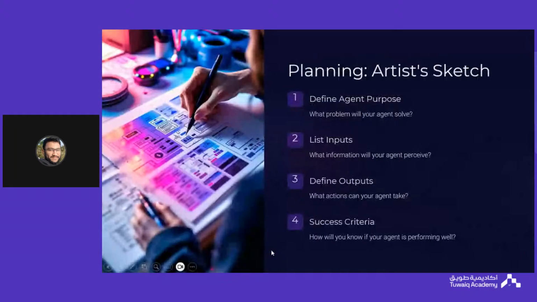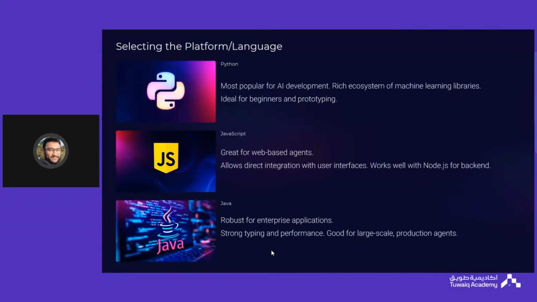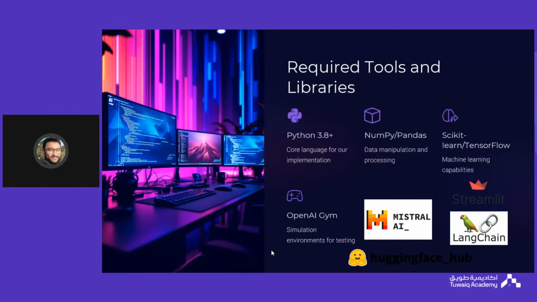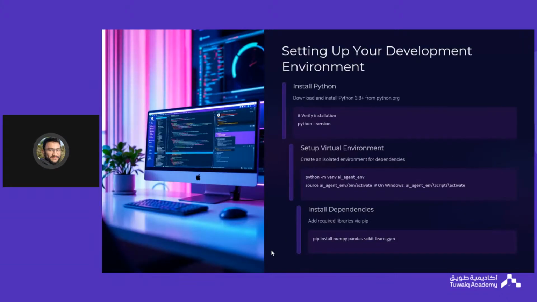So these are the connections, and here we need to have proper planning. Then we can go for selecting the platforms: Python, JavaScript, or Java. I do use Python. Then the tools and libraries required to create for the LLMs are something like Python, NumPy, scikit, OpenAI Gym, Mistral, LangChain, or Hugging Face Hub. To be honest, if you are a very good programmer and would like to create, from my side, I use Hugging Face, so I find it quite easy using the Hugging Face app. So this is setting up your development environment for installing Python.